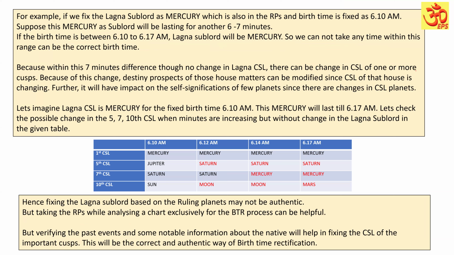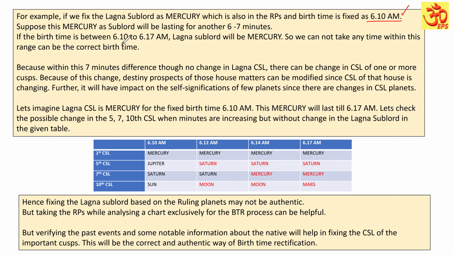you take that the Lagna sublord is Mercury, which is also in the RPs, and birth time is fixed as 6:10 a.m. For 6:10 a.m., we feel that Mercury is the sublord of the Lagna, and Mercury is also present in the ruling planets, especially moon ruler. So people are fixing that birth time 6:10 a.m. is correct. Suppose this Mercury as sublord of the Lagna will be lasting for another 6 to 7 minutes.